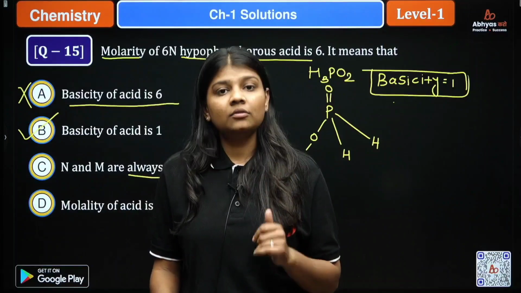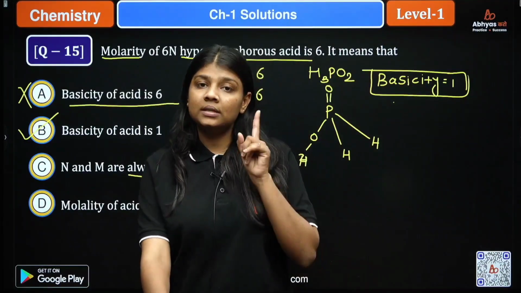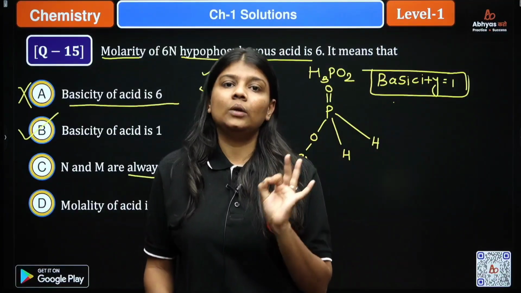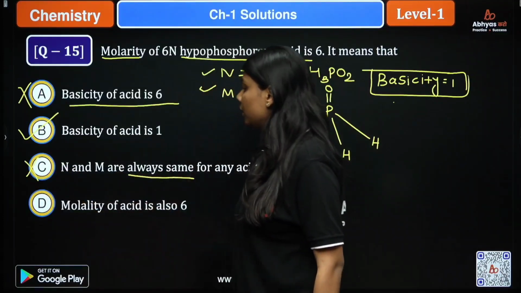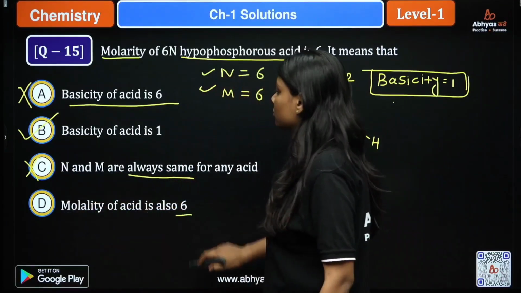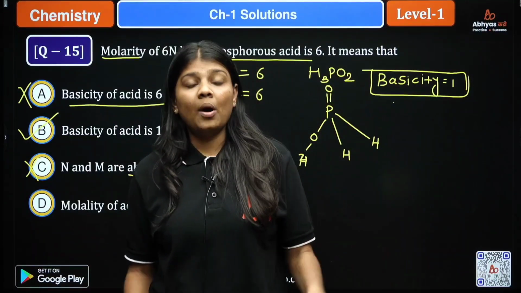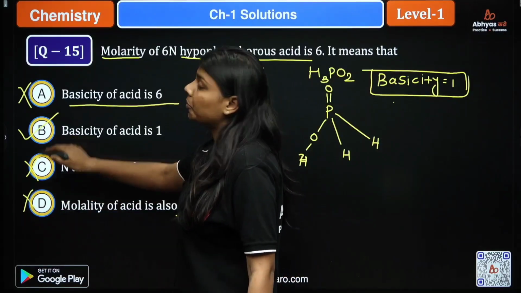The acid for which N factor is 1, number of replaceable H plus is 1, for such kind of acids only the molarity and normality will be the same. So option C is also incorrect. Option D, molality of acid is also 6? No, molality has to deal with the amount of solvent, so that is also not correct. So the correct option is option number B.